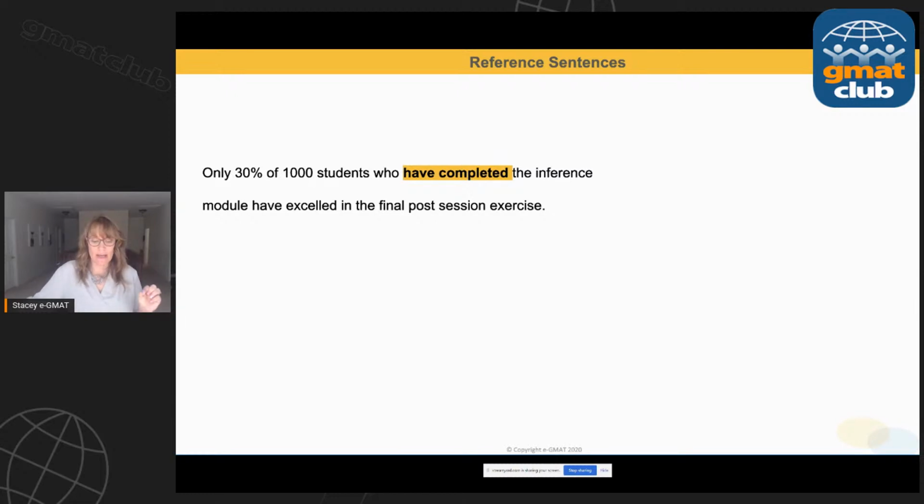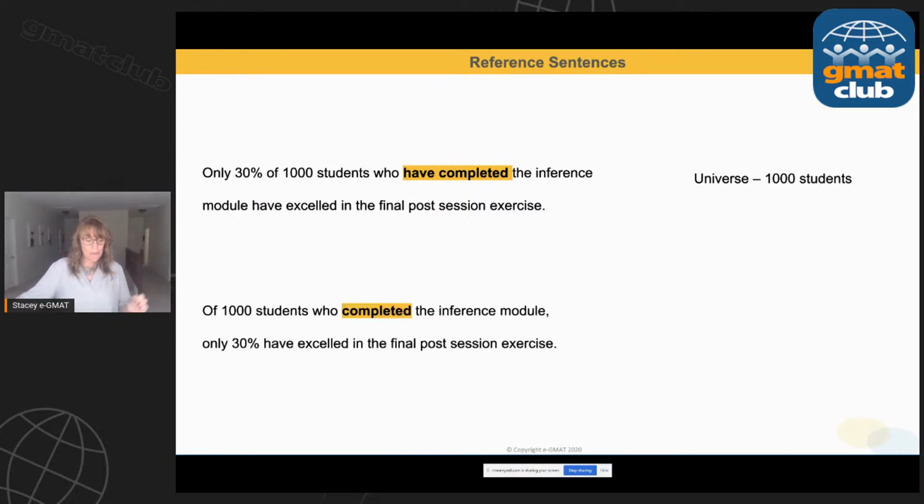I want you to think about this question, okay? In this sentence, our universe, or our totality, is 1,000 students, right? So the inference is that the total universe here is 1,000 students. Now compare that to: of 1,000 students who completed the inference module, only 30% have excelled in the final post-session exercise. Now think about the difference here. In this sentence, we have a set of 1,000 students. We don't get the same sense that we get in the first sentence, okay? Of 1,000 students, we get a set versus a total universe or a complete number.